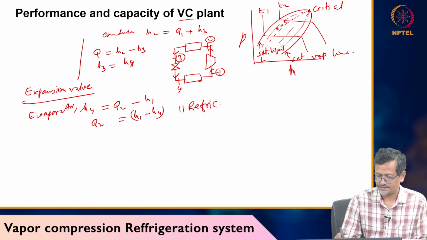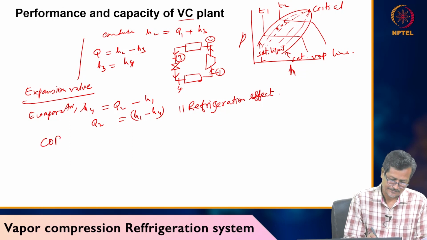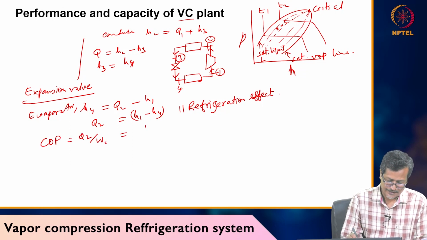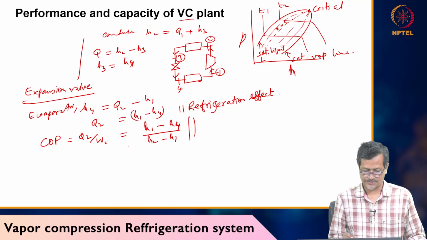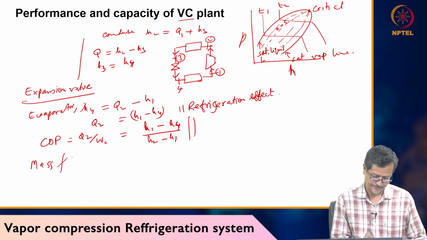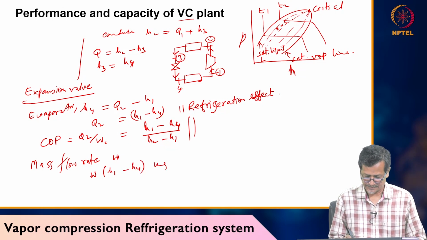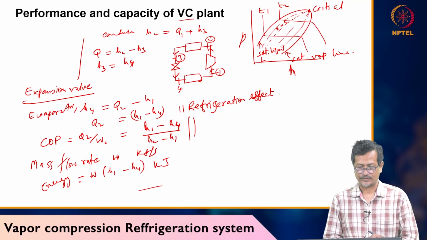Okay, refrigeration effect. COP equals Q2 by W, that is H1 minus H4 over H2 minus H1. So this is your coefficient of performance of the system. Then the mass flow rate of refrigerant, mass flow rate m equals W over H1 minus H4, in kg per second. Okay, thank you very much for today's lecture. Next day we will continue this lecture. Thank you very much.